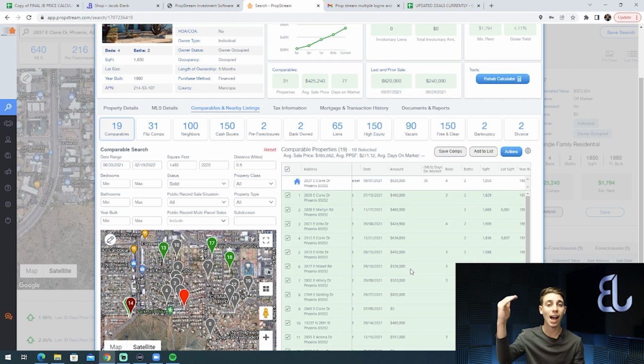And then I'm finding the highest sale comparables, the ARV, the after repair value comps. And I'm taking those and plugging those into the calculator to get my offer. It's as easy as that.